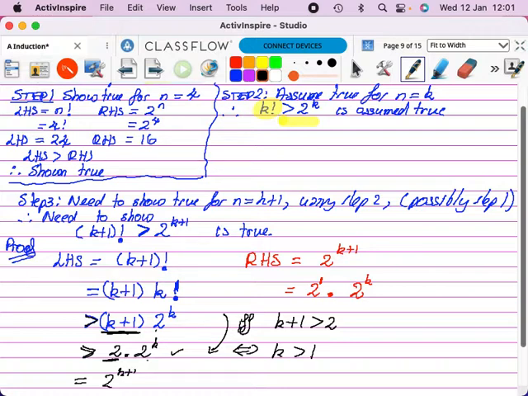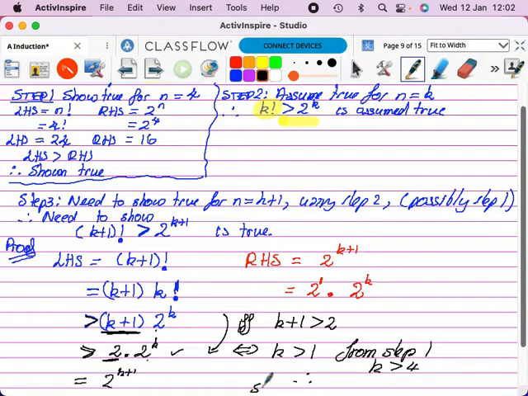How do I know it is? Well, pause the video, go back, read the question. What's it say in step 1? The smallest value of n is 4. So therefore the smallest value of k has to be 4. So is k definitely bigger than 1? It surely is. So from step 1, k is bigger than or equal to 4.